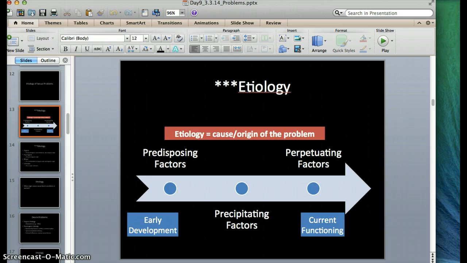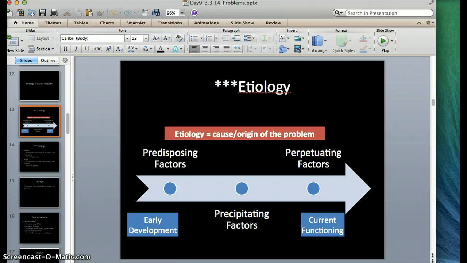So they may be things like something really negative happens, and from that point forward, that was the sort of precipitating factor. And then perpetuating factors are things that contribute to the current functioning and may continue to feed into the sexual problem. So maybe an inability to orgasm has now made a woman have performance anxiety because she wants her partner to feel competent, but that anxiety is actually what's perpetuating the lack of orgasm.